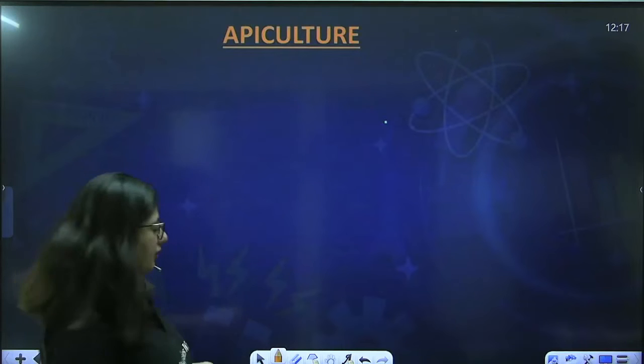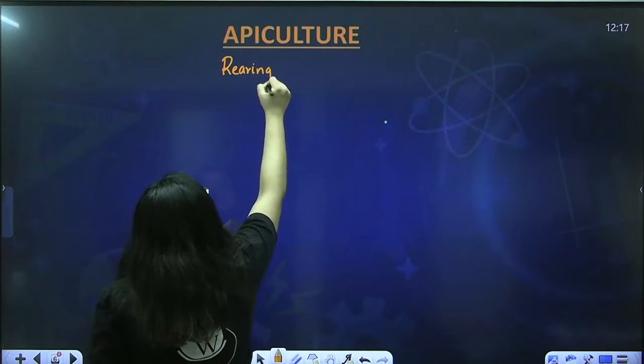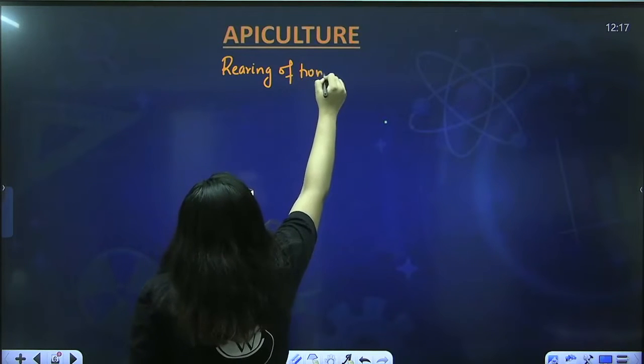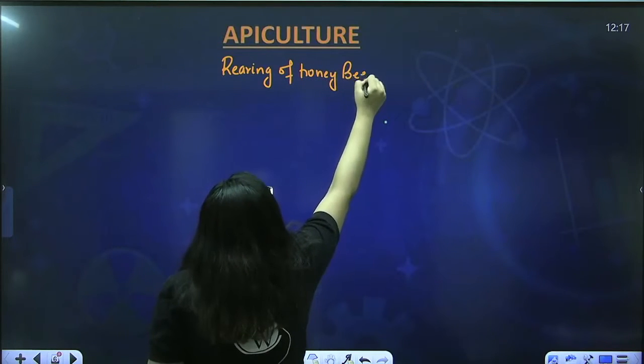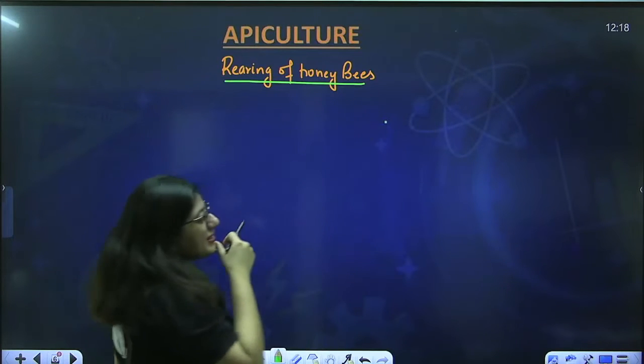Next, let's talk about apiculture. Now what is apiculture? Apiculture is rearing of honeybees. Okay. Rearing of honeybees, that's apiculture.